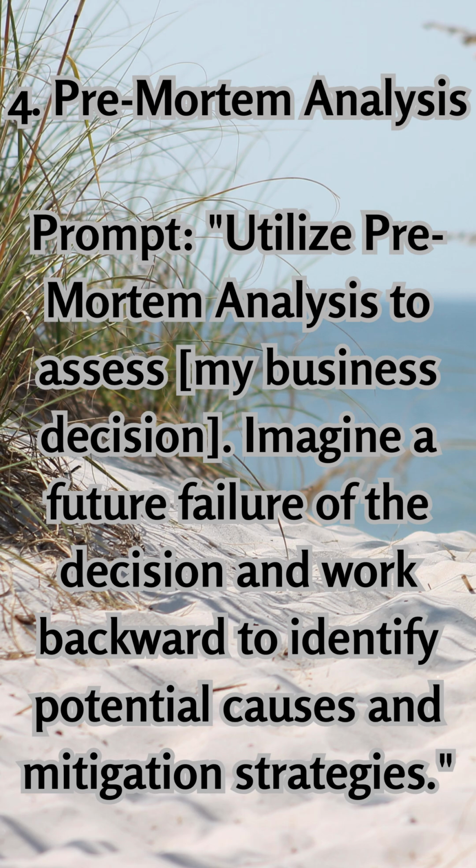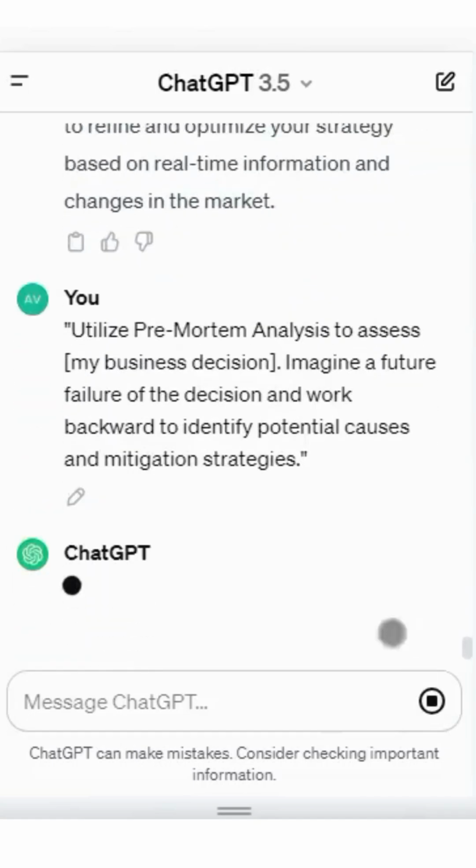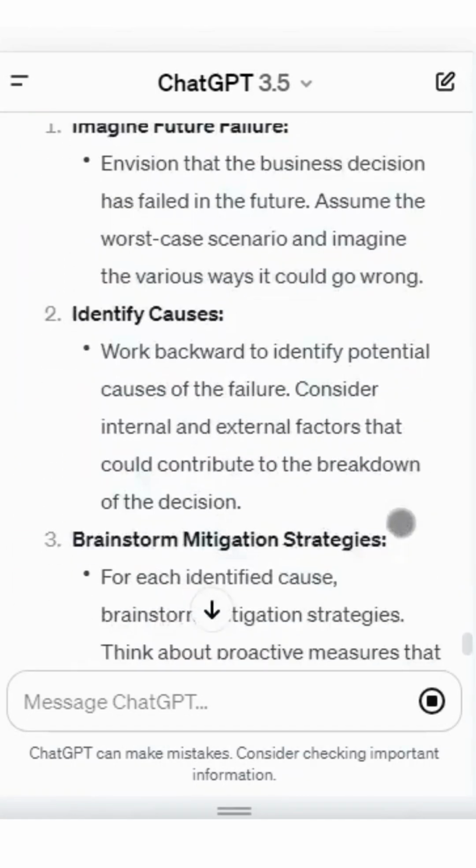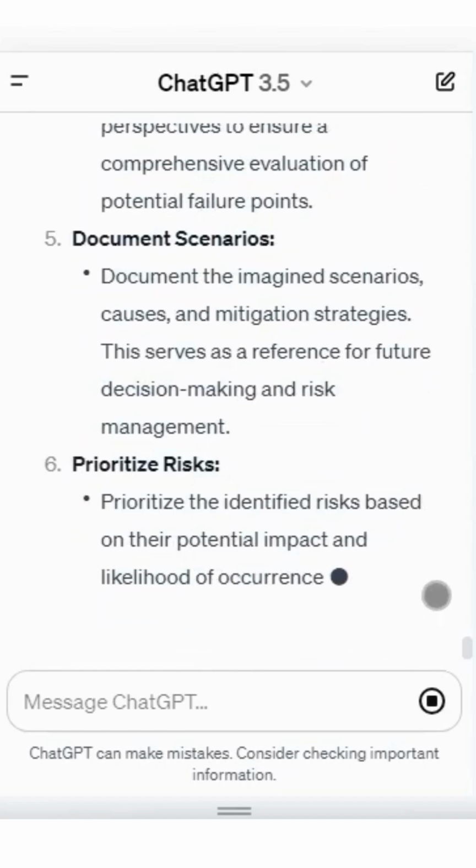4. Pre-mortem analysis. Prompt: utilize pre-mortem analysis to assess my business decision. Imagine a future failure of the decision and work backward to identify potential causes and mitigation strategies.